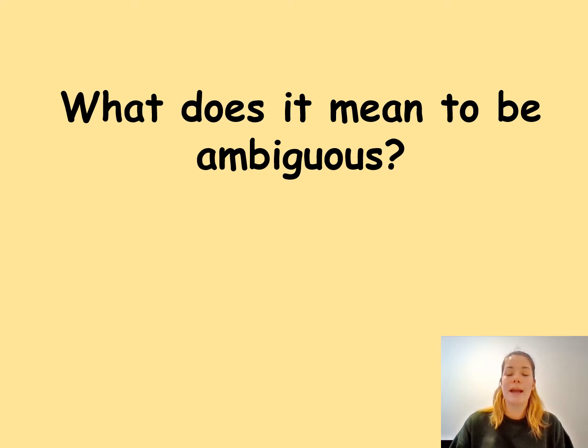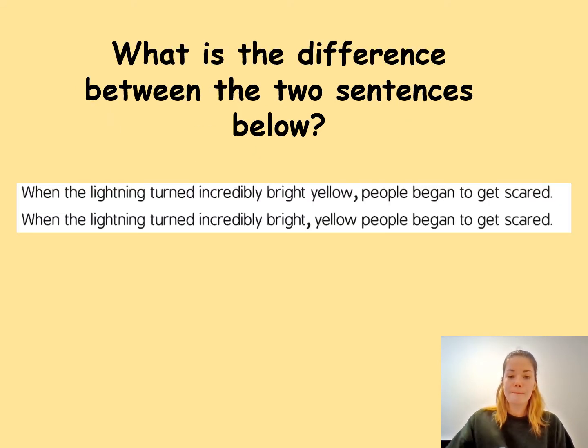If somebody is being ambiguous, it means that they are leaving something open to more than one interpretation. So it means that something could have more than one meaning. We're going to have a look at the two sentences below and think about the difference between the two of them. Sentence 1: When the lighting turned incredibly bright yellow, comma, people began to get scared. Sentence 2: When the lighting turned incredibly bright, comma, yellow people began to get scared. I'd like you to think about the difference between those two sentences.